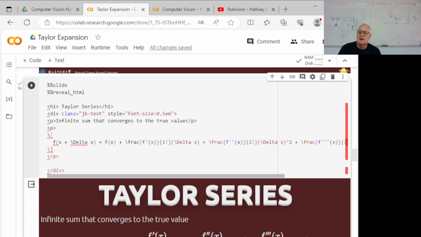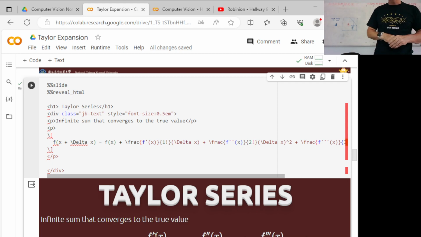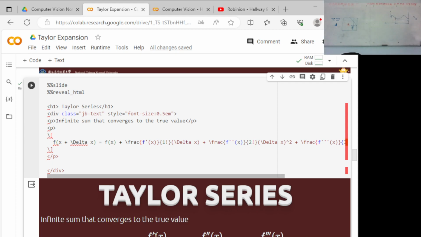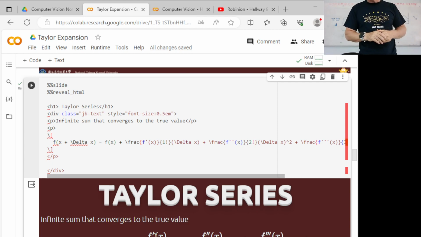So looking at the Taylor expansion, it's clear that with more successive terms, the influence of the higher-order terms is going to decrease rapidly. The weight is going to be quite small because, A, we're dividing it by the factorial, and B, delta x is small, less than 1, so if you square that, you get a number that's much smaller than 1.